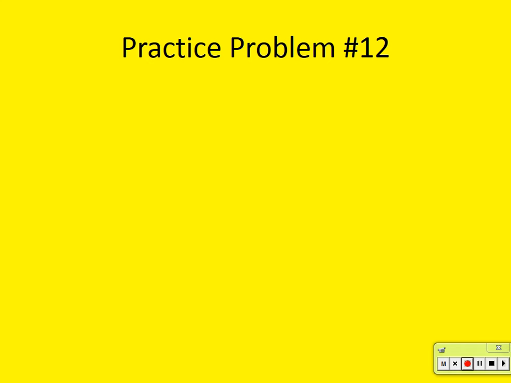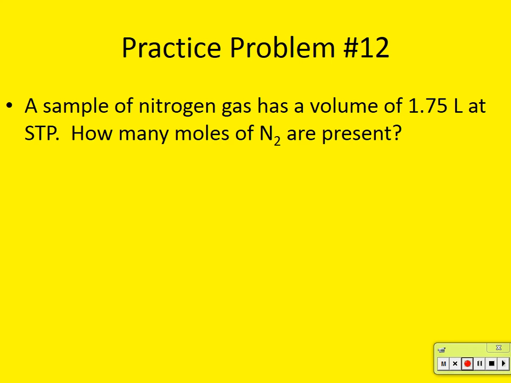Okay, number 12. Practice problem number 12. So to finish up this video, I've got 3 practice problems. Please watch as we go through these problems. Write them down in your notes, and we'll be able to get this. It's not that hard. Practice problem number 12 says: a sample of nitrogen gas has the volume of 1.75 liters at STP. How many moles of nitrogen are present?